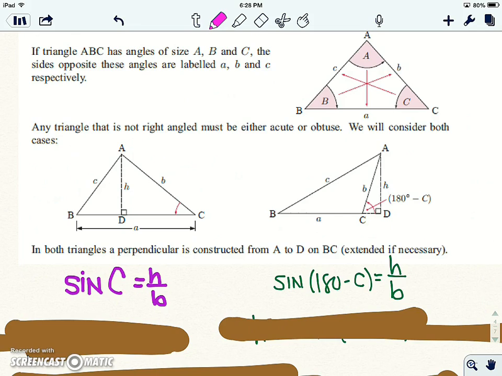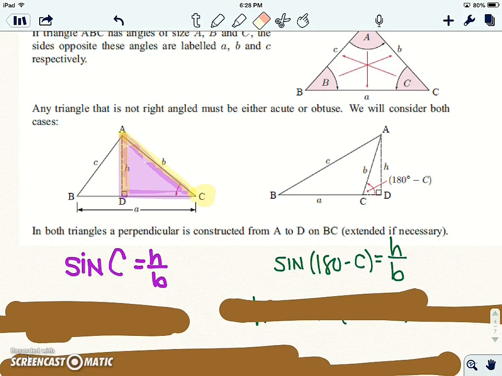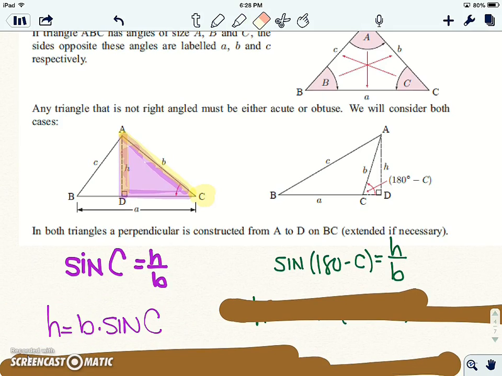For the acute triangle, if you drop the height, you can turn half of it into a right triangle, and use our right triangle properties to find h. So if we start from corner C, we want to find h, well, that is opposite over hypotenuse. So the sine of C is h over b. If you solve for h by multiplying both sides by b, you would get that h equals b times the sine of C.